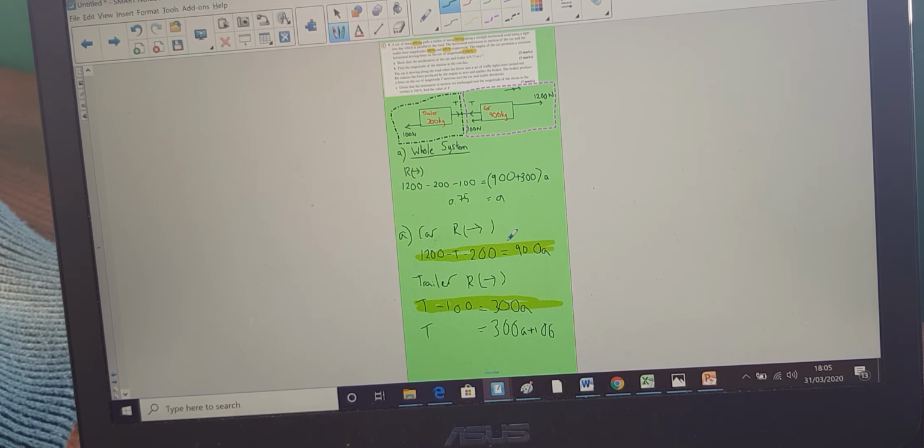But in the event that it did ask me to work out the tension, then this would be a better method. Just to be clear what I'm saying, this bit is way easier because I don't need to worry about the tensions. But for the more difficult questions, you're going to have to consider the forces acting on the individual things. Right, I'm going to pause there and then think about question B.